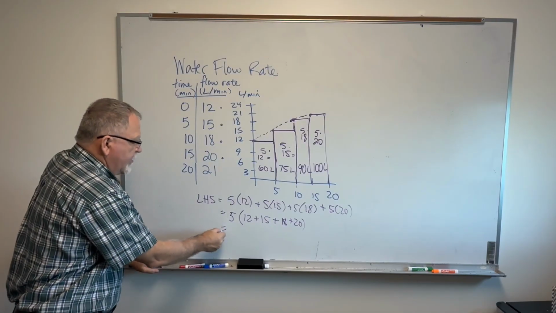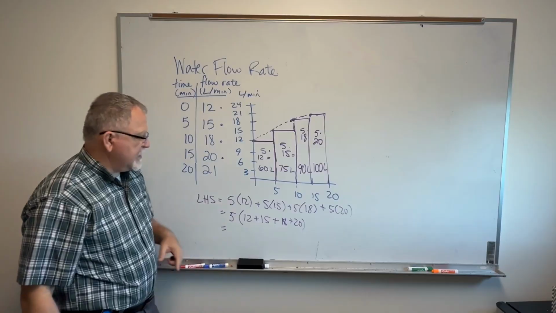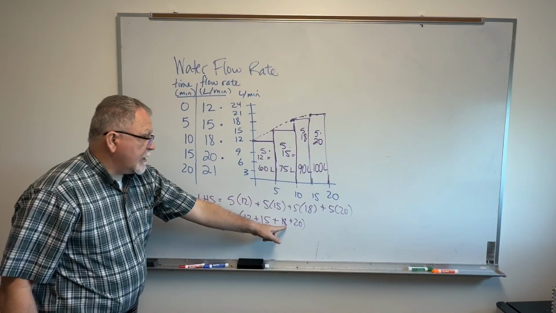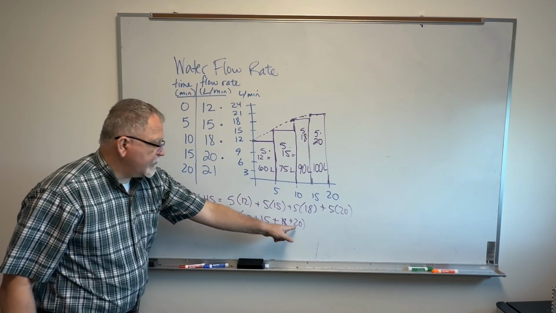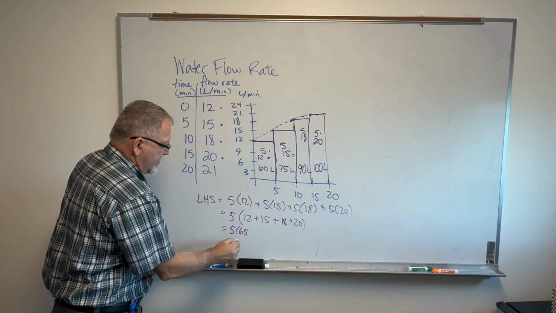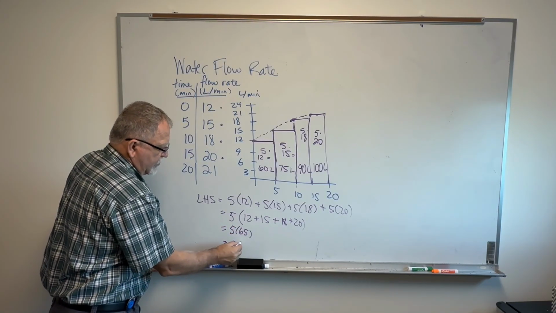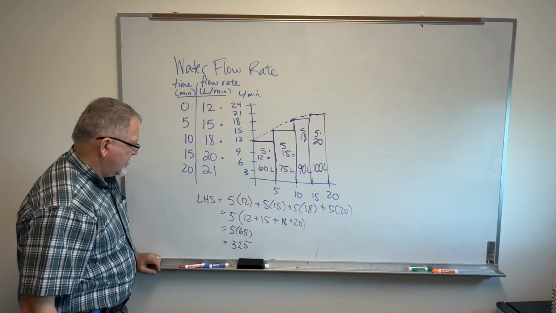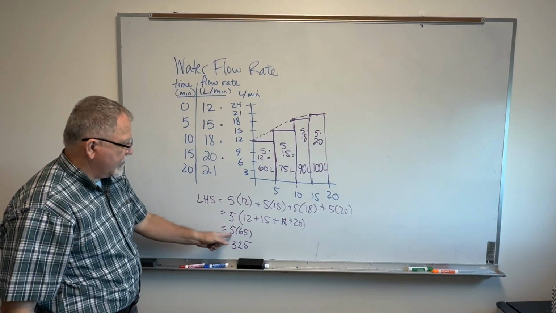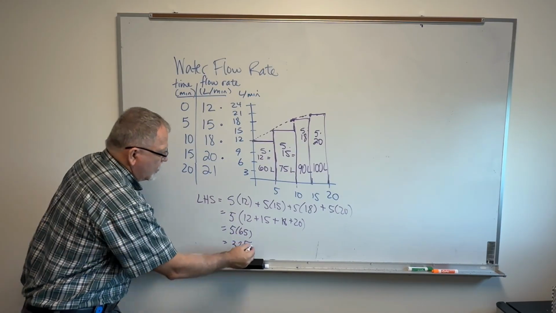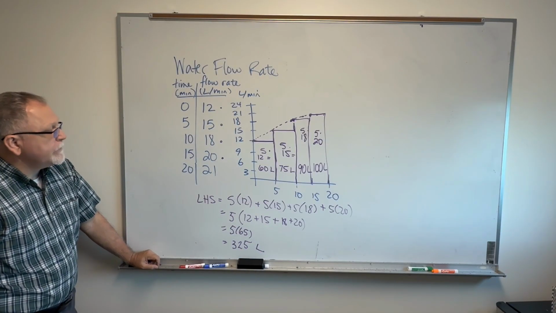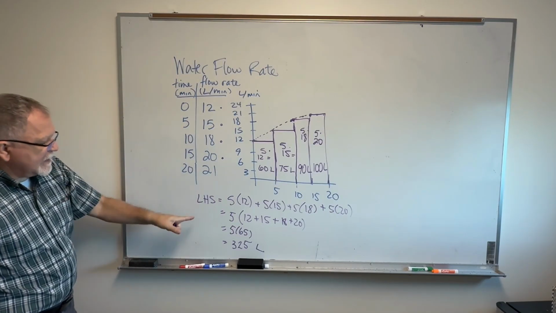All right, let's see what we've got when we add those up. 12 plus 15 is going to give me 27. 27 and 18 would be 45. 45 plus another 20 is going to be 65. So we get 5 times 65, and that totals 325. If I did my math right, let's make sure. 5 times 60 would be 300, and then 5 times 5 is 25. So we estimate that 325 liters flowed into that tank. That's our left-hand sum.